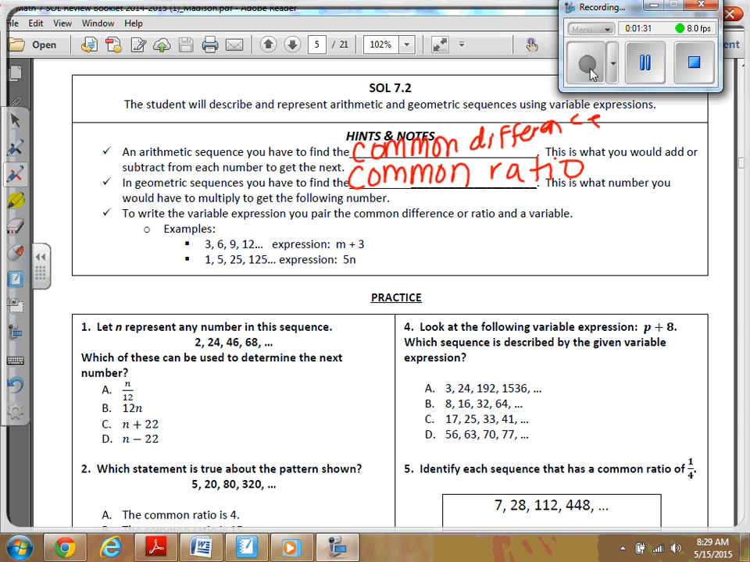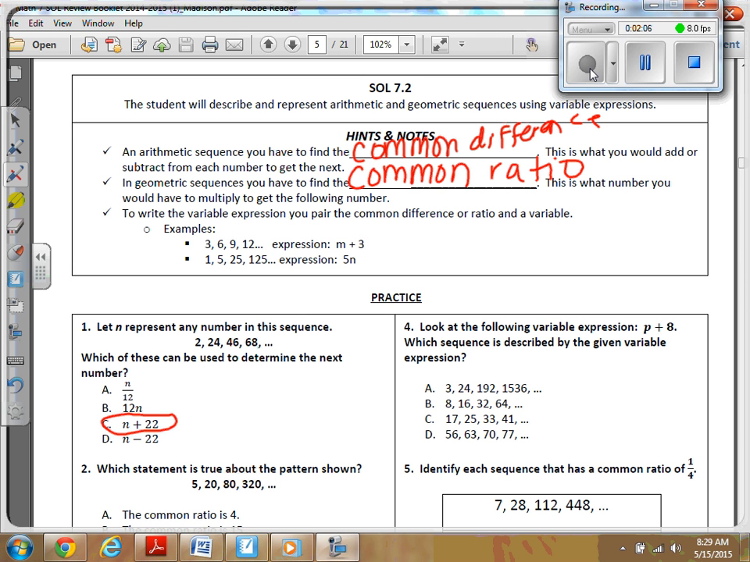Number 1 says, let n represent any number in the sequence: 2, 24, 46, 68. Which of these can be used to determine the next number? Any ideas? C, n plus 22, because you can take 2 and add 22, you get 24. Then you can take 24, add 22, you get 46. You take 46, you add 22, you get 68. Any questions on that? All right, we're going to go ahead and skip to 4 so I don't have to scroll down just yet.